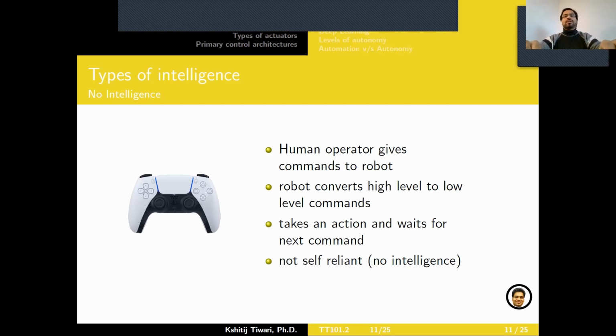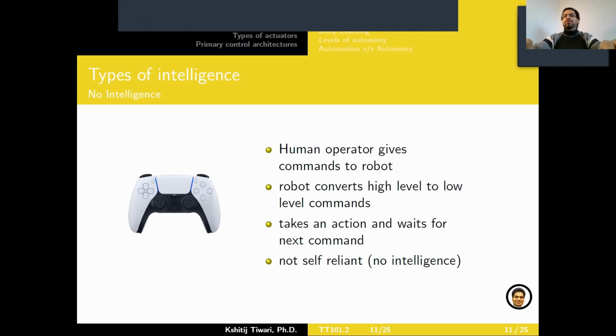The robot converts the high-level commands to low-level commands. By this, I mean, if you press a button which says go forward, the robot really doesn't know what forward means. It needs to convert it into control commands, which basically could mean sending a particular voltage to the motors or manipulating some resistors, etc. And then accordingly, it takes an action. And then after it's done executing, it just waits for your next command.